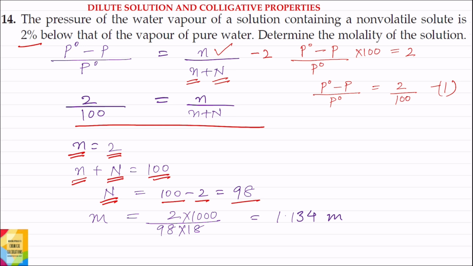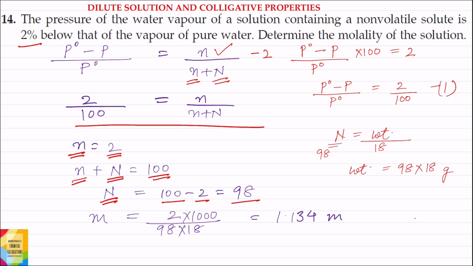So we need to find out the weight of solvent, which in this case is water. Now moles of water, that is capital N, is equal to weight of water divided by molecular weight of water, that is 18. Now moles of water is equal to 98. Rearranging and solving, weight of water is equal to 98 into 18 grams.